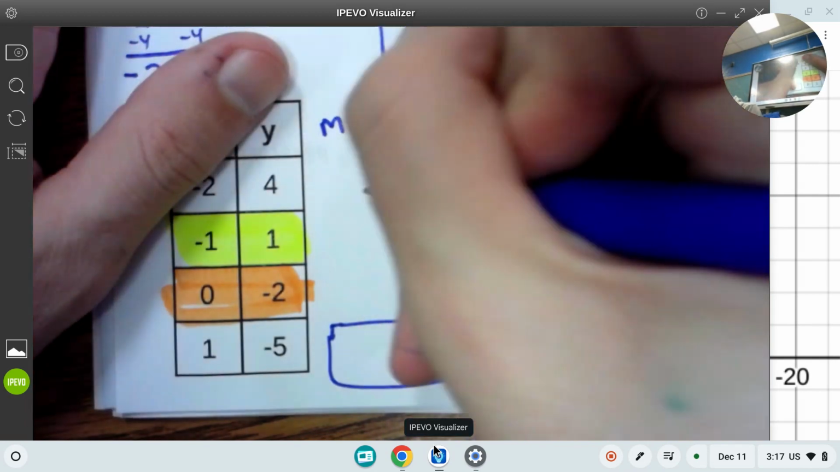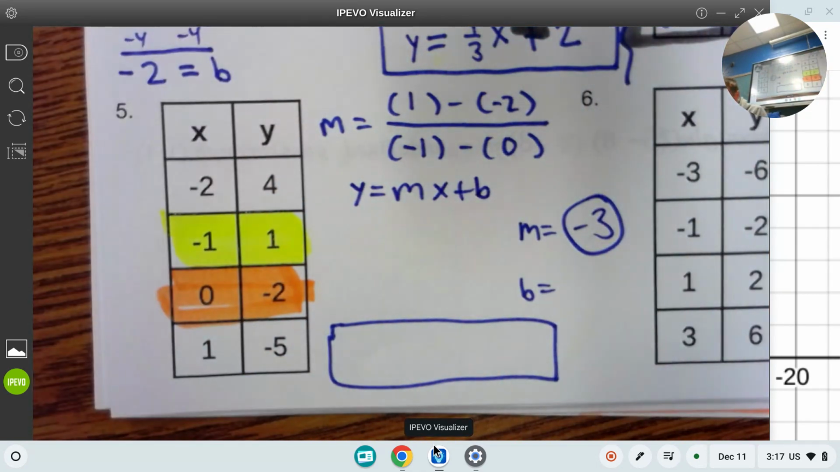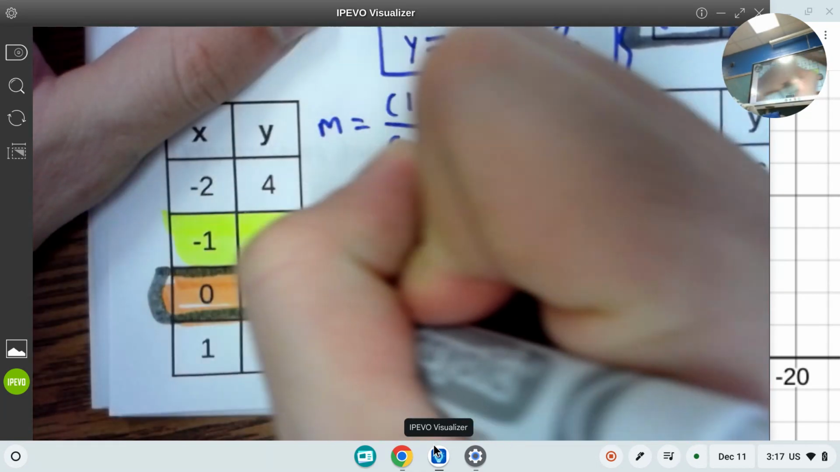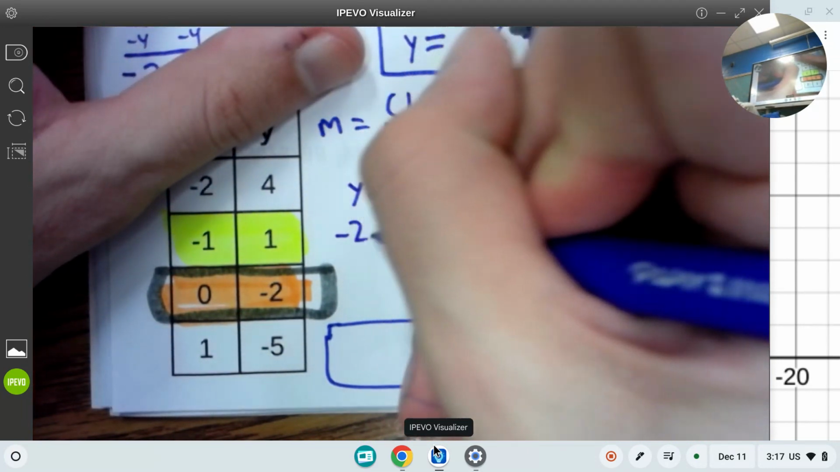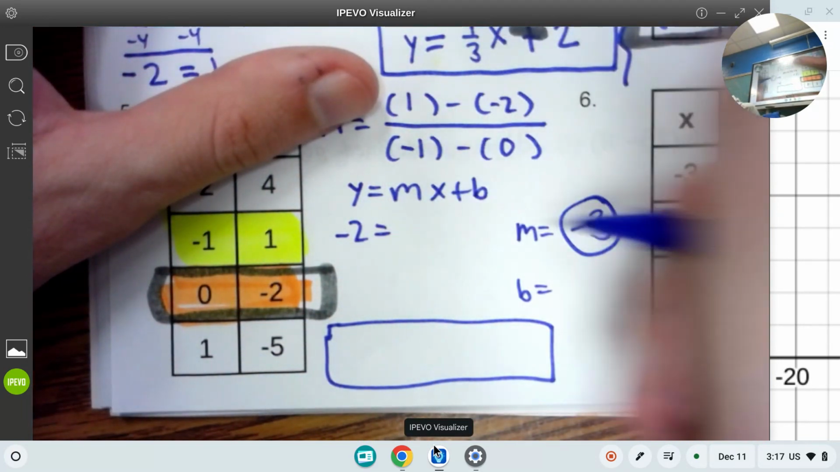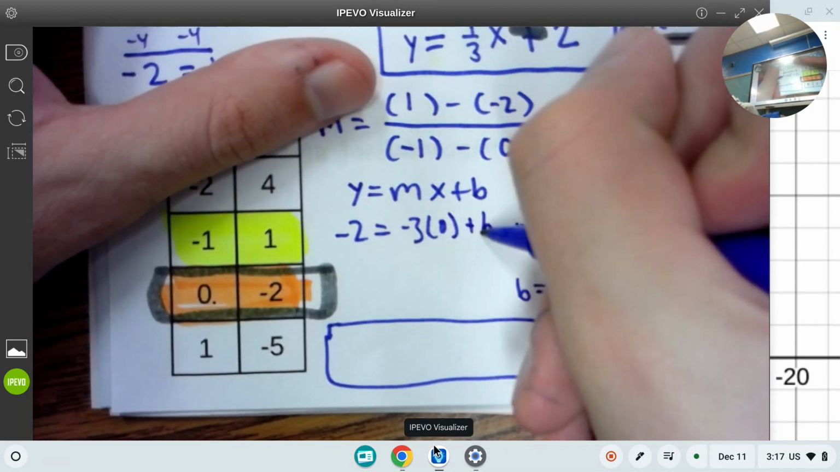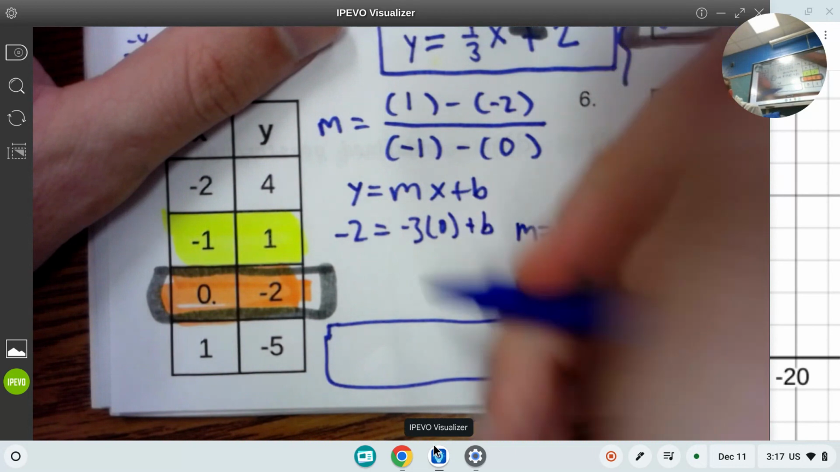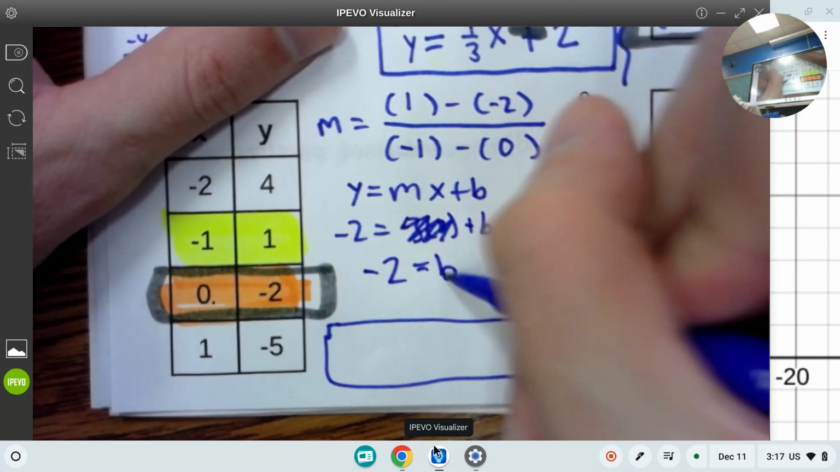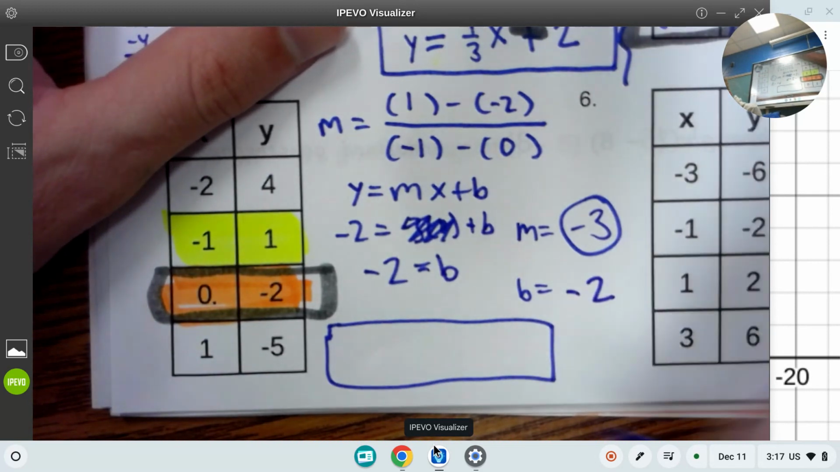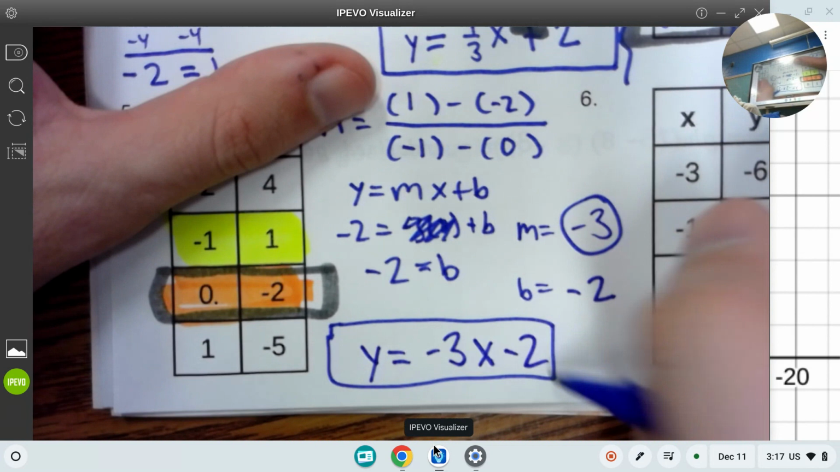I'm almost done. Y equals mx plus b. I'm going to go ahead and choose to work with 0 for this one. That's fine. I'm going to choose this one. So I've got -2 equals m, which is -3, times x, which is 0. And that's why I like 0, because what's 3 times 0? 0. -2 equals b. I got y equals -3x minus 2.